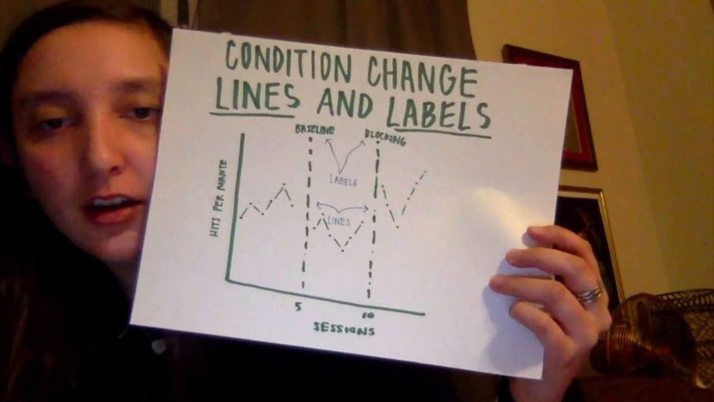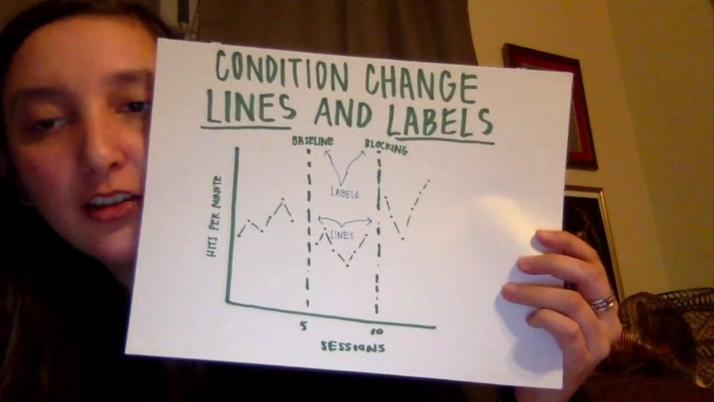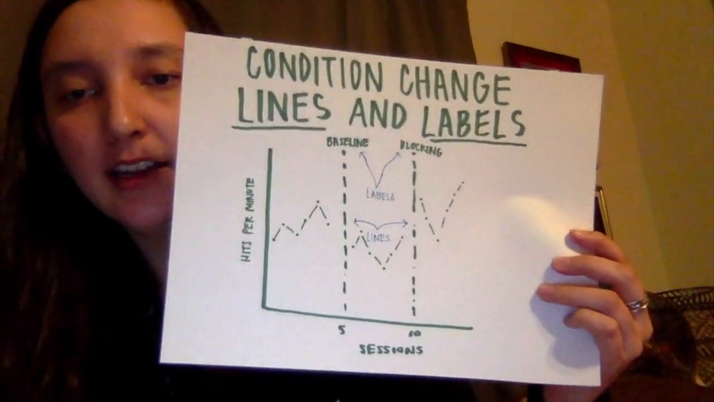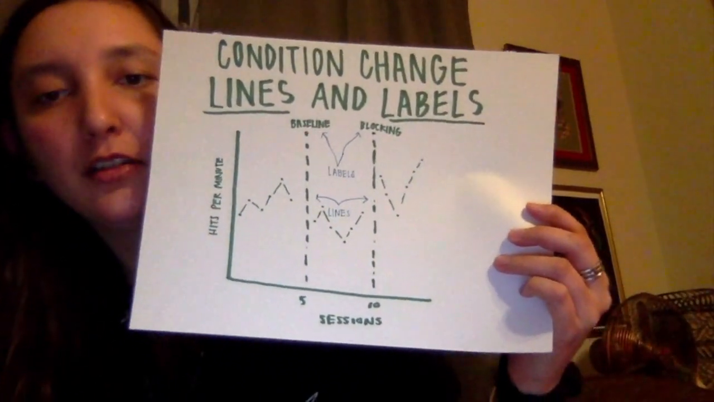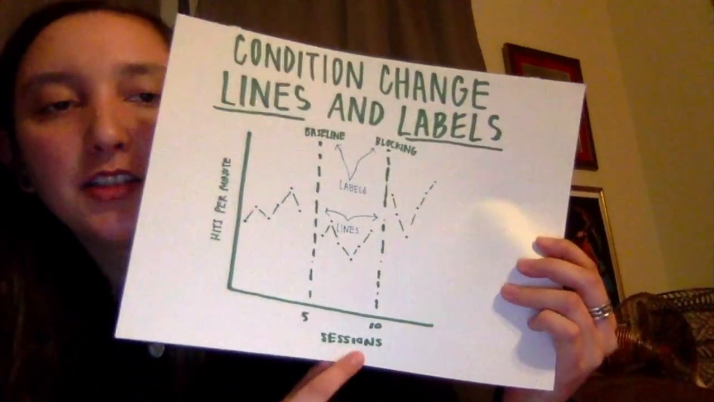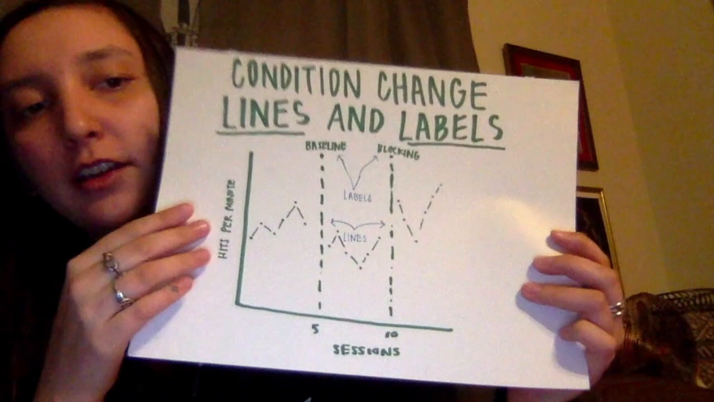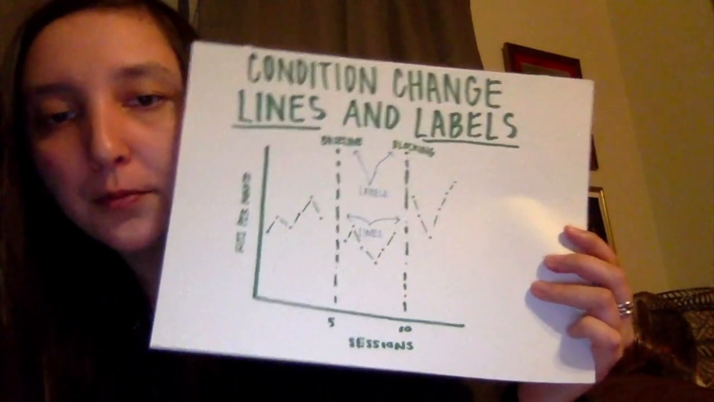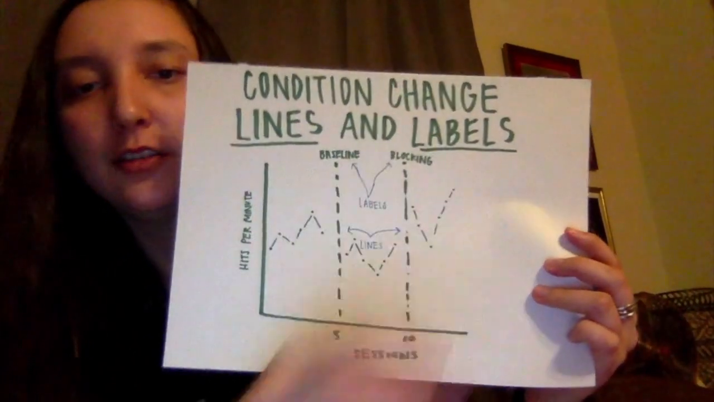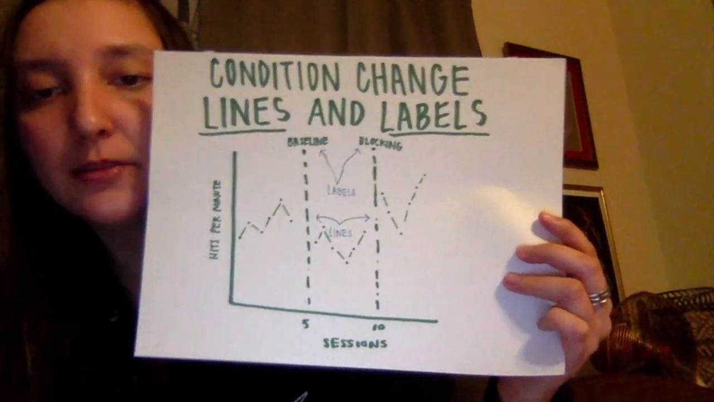Axis labels are brief descriptions of the dimension represented by and scaled along each axis, most often a response measure on the vertical axis and experimental conditions across time on the horizontal axis. So that's going to be these words here. I wrote sessions and I wrote hits per minute to give you an example. We have my title here, condition change lines and condition labels.